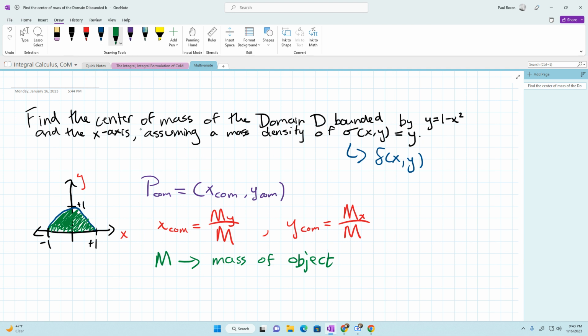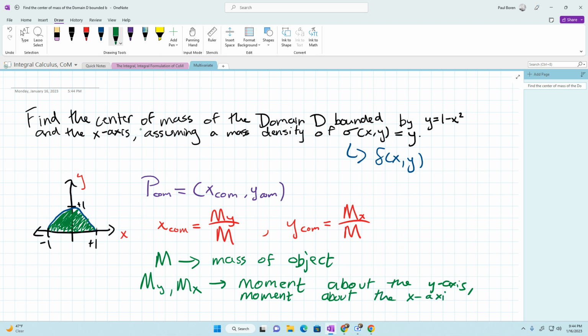Now, what we haven't seen before is this M sub y and this M sub x. What these are defined as is the moment, either about the x-axis or about the y-axis. When you have M sub y, it's the moment about the y-axis. When you have M sub x, it's going to be the moment about the x-axis. Okay, so great. We've established a couple of things about what these variables mean, but what is a moment?